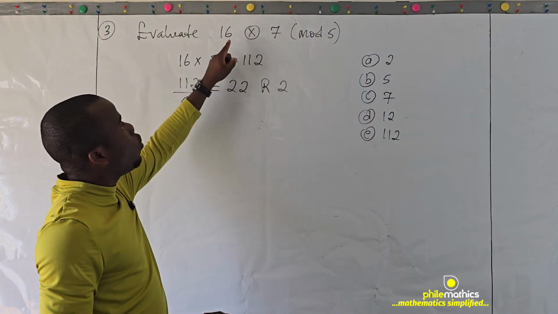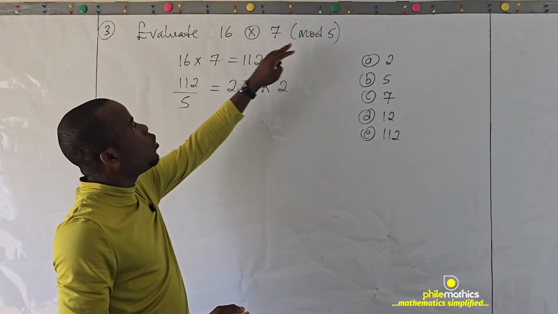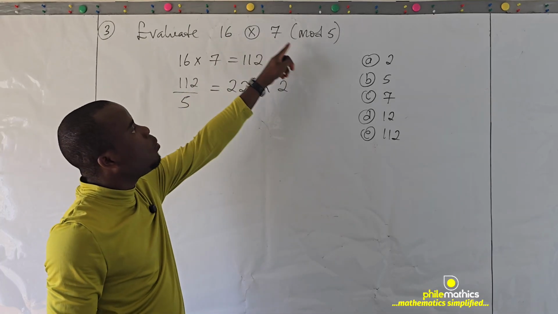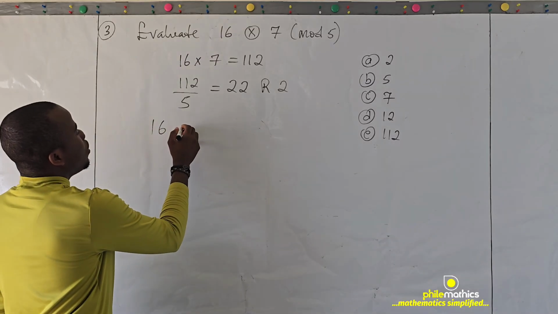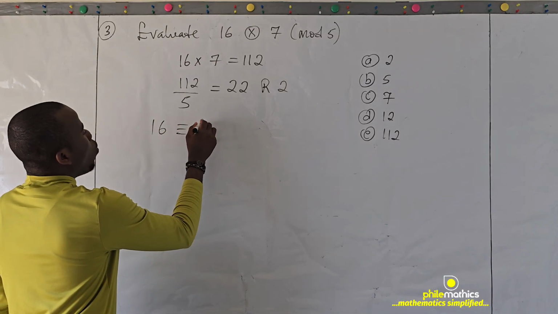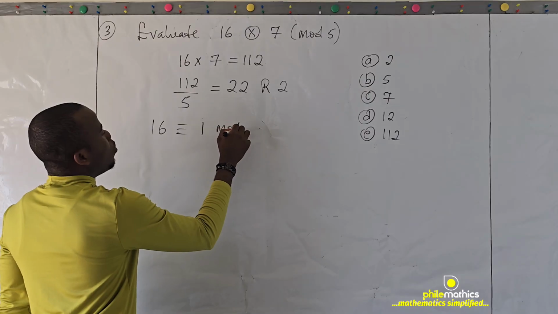Meaning, when you divide the multiplication by 5, the remainder is what we want. The other way is to put 16 in modulo 5 and 7 in modulo 5 and multiply. So 16, you agree with me, is equivalent to 1 in modulo 5.